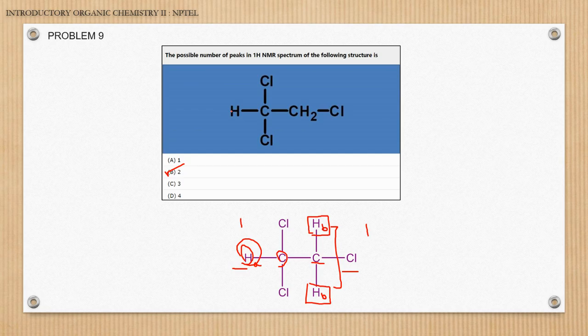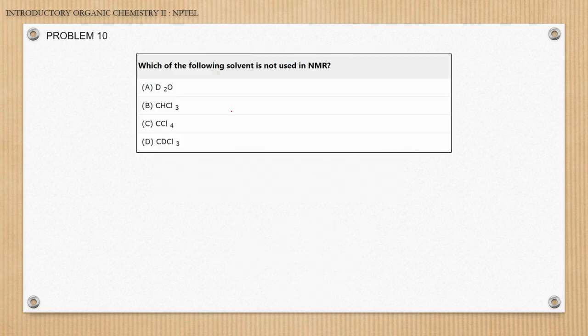So coming to problem number 10. They are asking which of the following solvents is not used in NMR? Is it A, deuterated water, B, chloroform, C, carbon tetrachloride, or D, CDCl3? So which is the solvent that is not used in the NMR? Can anyone tell me?